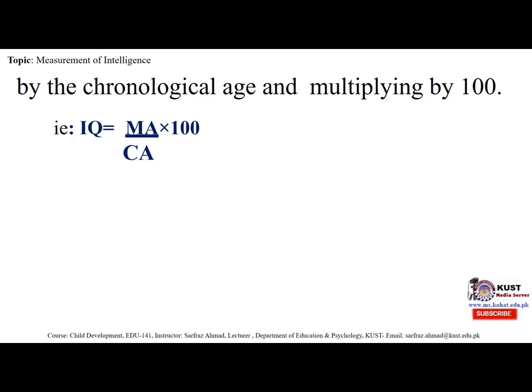So, how can we calculate mental age? From this formula, where MA means your mental age and CA means your chronological age. If your chronological age is 10 and your IQ score is 120, then the formula would read 120 is equal to x divided by 10 times 100, where x is your mental age.